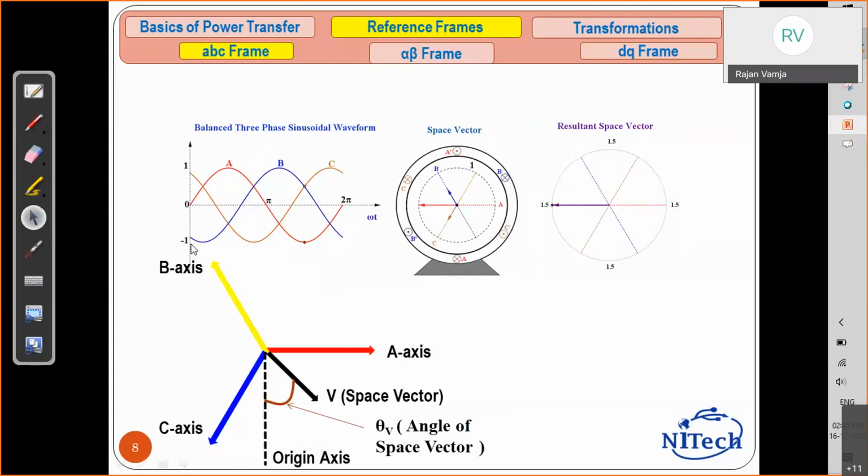Effect of first A, B also linear, C also linear. The resultant will be some space vector. But one more thing is the origin axis.